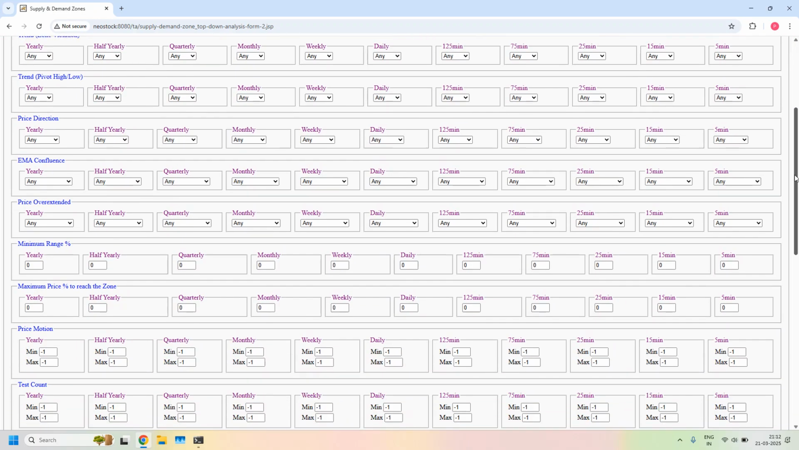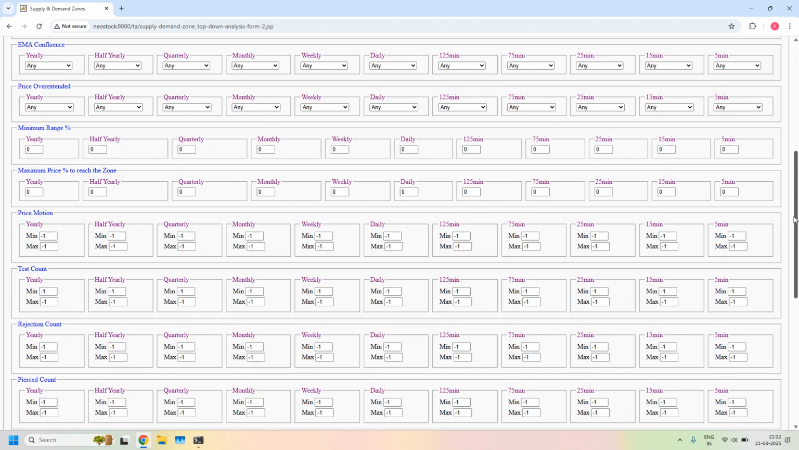So in the pierced count parameter, here we have the pierced count parameter. In this we are selecting the time frame 75 minutes because this is our entry time frame. And we are setting minimum value 0, maximum value 0. It indicates the pierced count on the 75 minutes demand zone, because we selected the demand zone. So that 75 minutes demand zone should not be pierced, so pierced count should be 0. 0 means the zone is not pierced. So we want such kind of stocks.